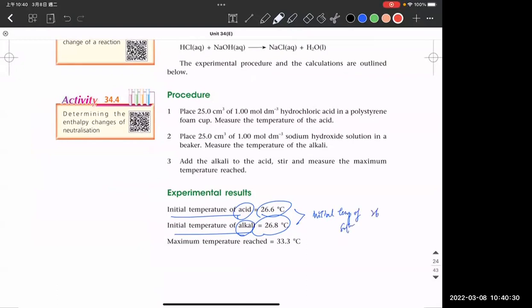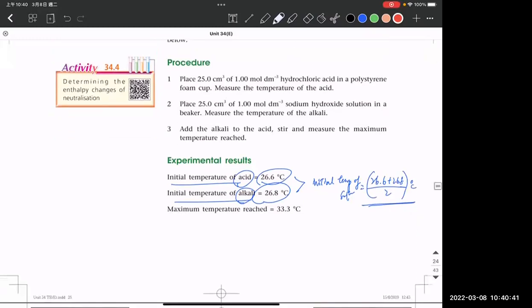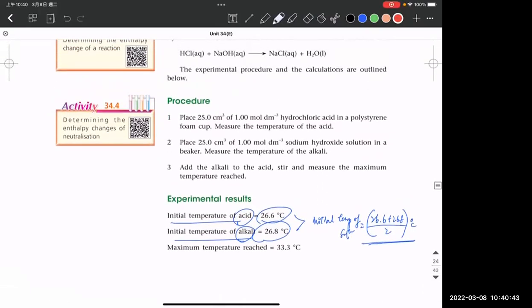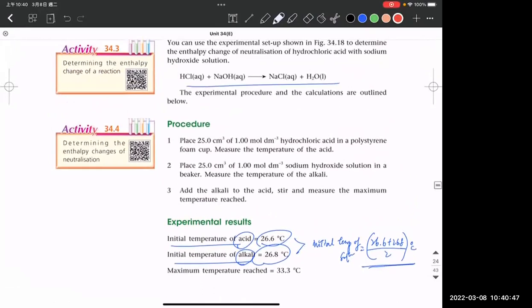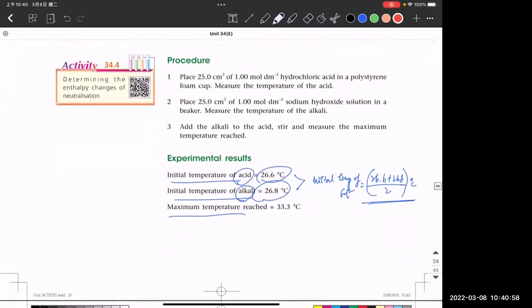So it is just 26.6 plus 26.x over 2. So this is the initial temperature of the solution. While you mix the two, the neutralization reaction, being exothermic, will release heat instantly. So you use the thermometer to measure the maximum temperature.